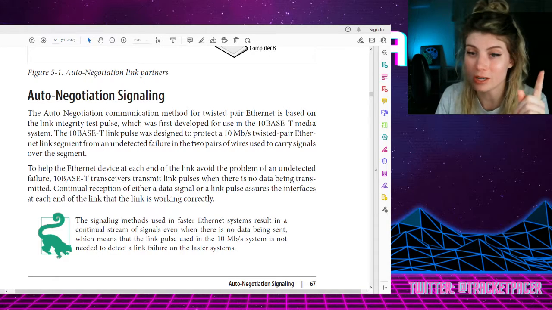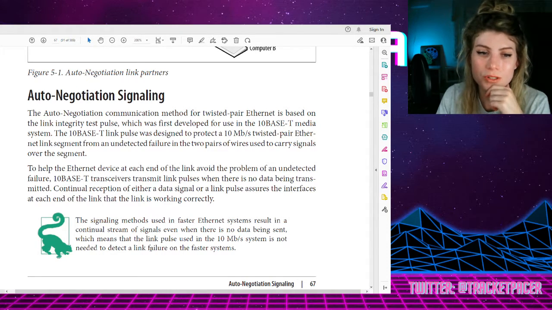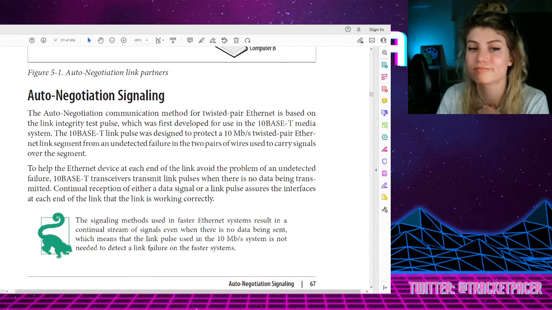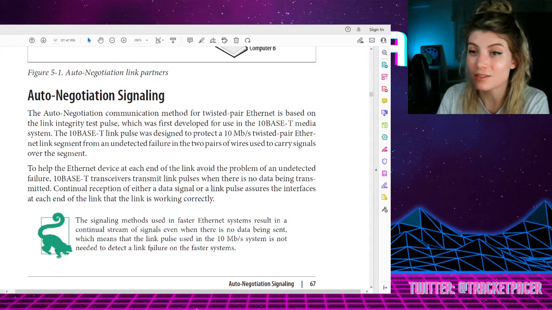This is also very interesting, very good to know, and pretty cool. Continuous reception of either a data signal or a link pulse assures the interfaces at each end of the link that the link is working correctly. So Ethernet does have keep alives. Pretty neat.